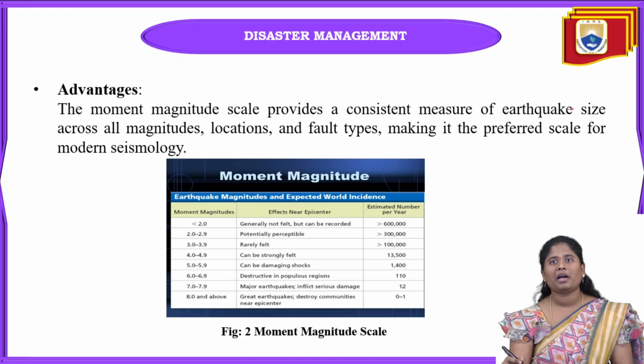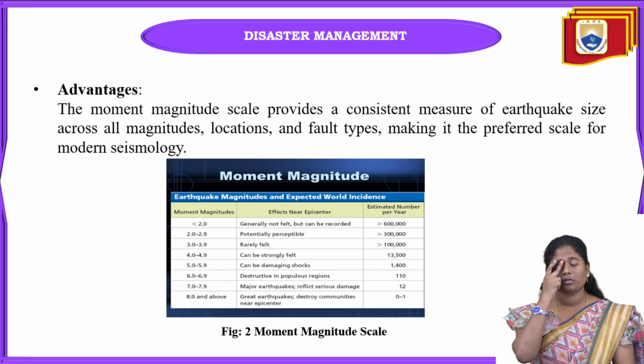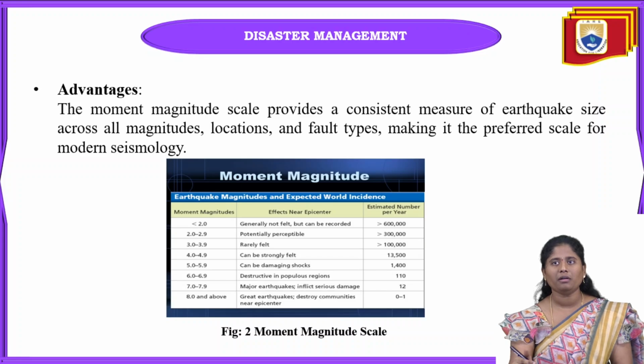Next one is what are the advantages. When we are using the moment magnitude scale, other than the Richter scale, we have some advantages here. By using this moment magnitude scale, we are going to get a consistent measure of the earthquake size of any location, any fault type, or any magnitude also. Even if the magnitude is less than 2, we are going to get the results in this scale.